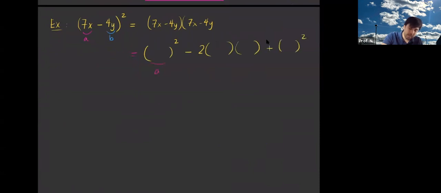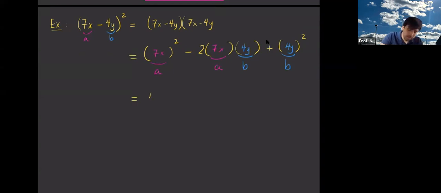This is going to be my a, this is going to be my b. So all you have to do now is rearrange it and replace wherever you see a. Instead of writing a, you write 7x. Instead of writing b, you write 4y. And then you just apply the operation.